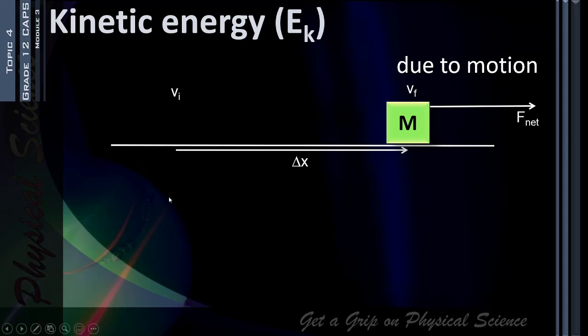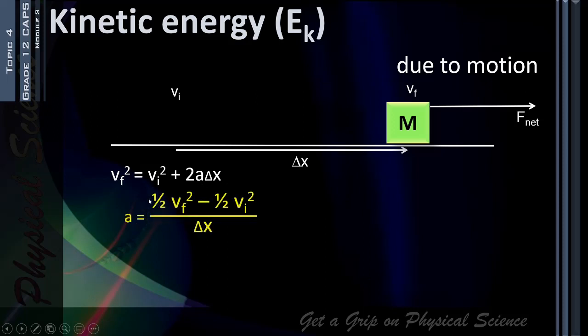So if we use one of the motion equations, we can calculate the acceleration because we have the final velocity, the initial velocity, and the displacement, and then the acceleration, by just rearranging this formula, will be half vf squared minus half vi squared divided by the displacement. But in grade 12, you have learned how to calculate the net work done onto this object.